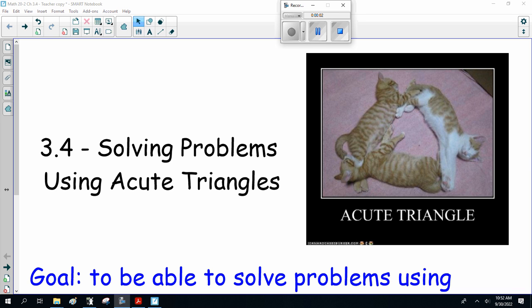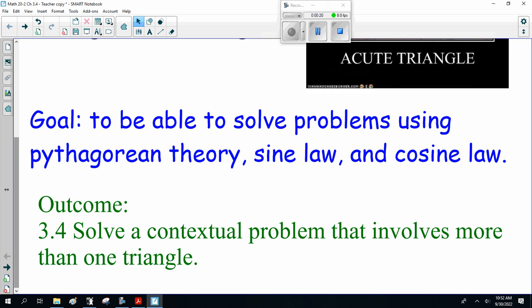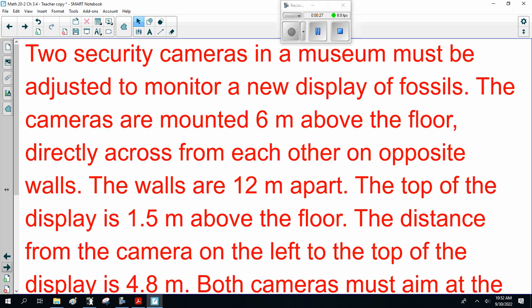Hello, ladies and gentlemen. Welcome to Math 20-2, Chapter 3, Trigonometry, Lesson 4, Solving Problems Using Acute Triangles. Now, the goal today is to be able to solve problems using Pythagorean theory, sine law, cosine law, and of course, the standard trig ratios, sine, cosine, tangent. Now, the outcome, we're going to solve a contextual problem that involves more than one triangle. So this is the nastiness.